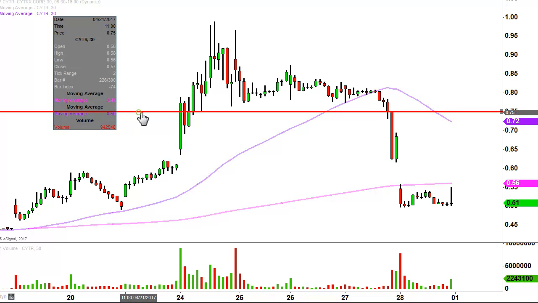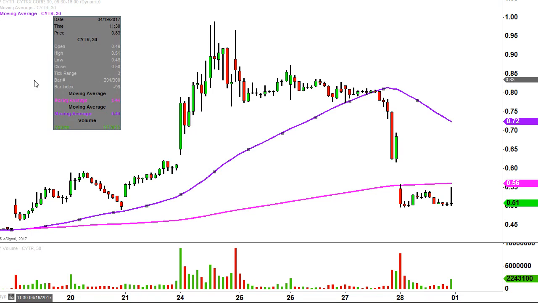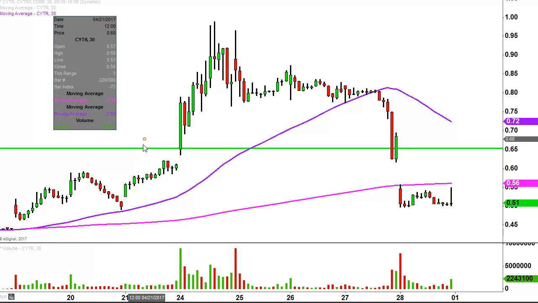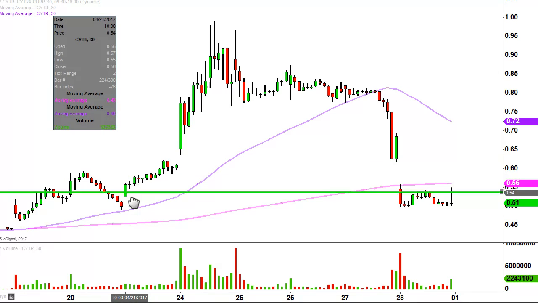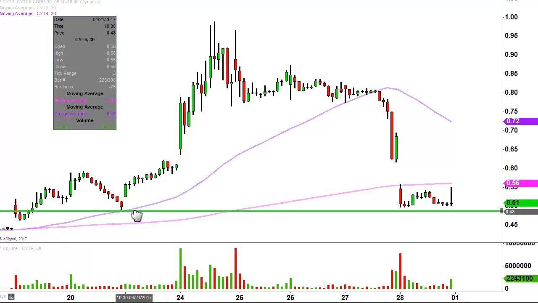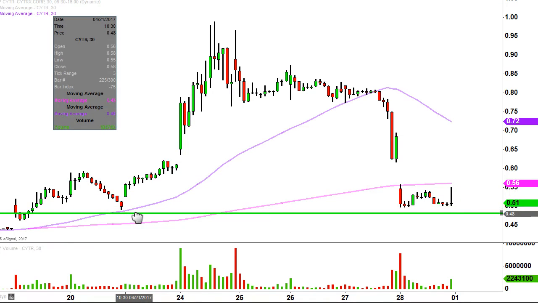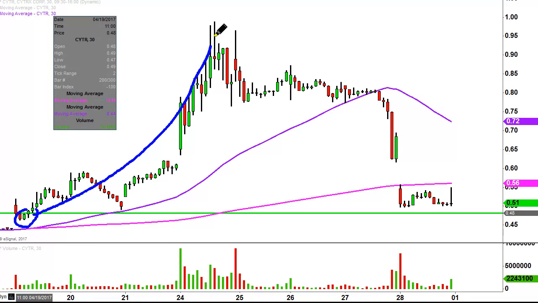So let me just get rid of this now. Let's first define where all this started. Well, the main move in my mind happened right here, give or take around the 48 cents area. Like I said, give or take a penny or two. That's where the gap up happened. And then from there, the price made what I would say was a very, very nice move.